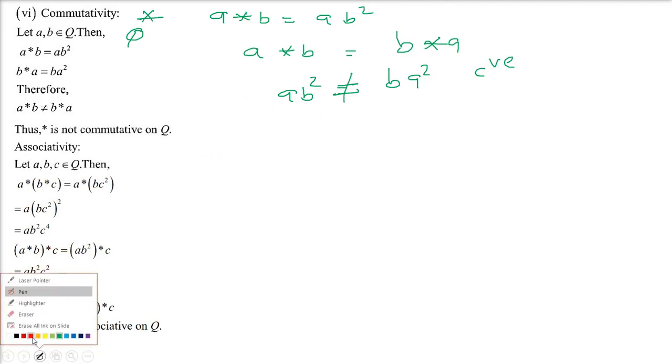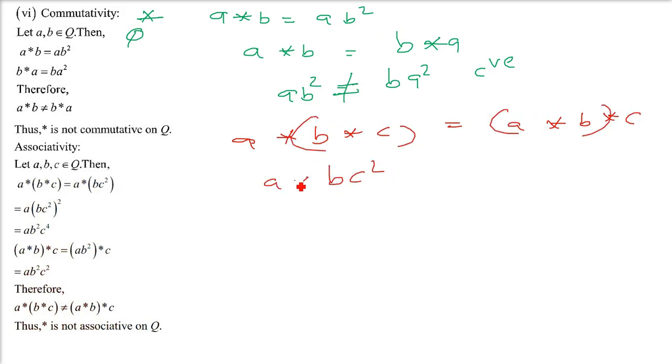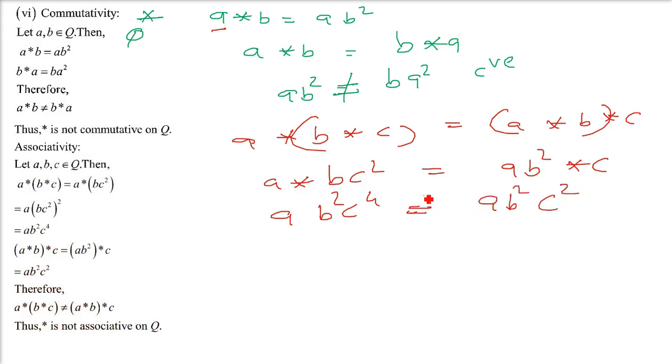The second one is the associative property. (A star B) star C equals A star (B star C). We will do this one, then this one. B star C is BC square. We have A star BC square. AB square here. Star C. Now these two. First you have to take and second one you have to square. So A B square C to the power 4. Here you have AB square and then the square of C square. And they both are not equal. So this star is not associative on Q.